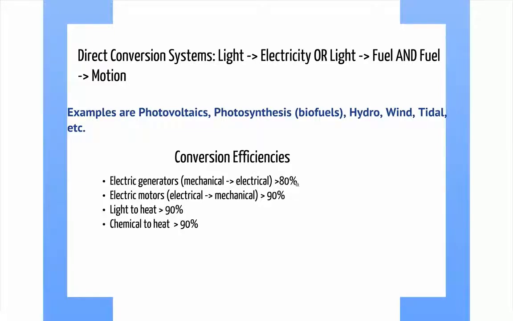Now, for us, from a practical point of view, we need to know what the efficiencies are, because this really drives the cost and adoption, right, use of these technologies. So electric generators generally can be quite efficient. This is mechanical to electrical, greater than 80% efficiency. Electric motors are the opposite. Electrical to mechanical generally can also be very efficient, greater than 90% efficiency.